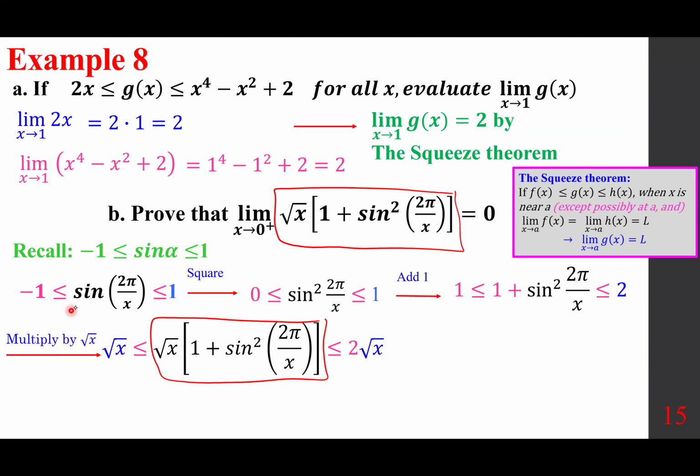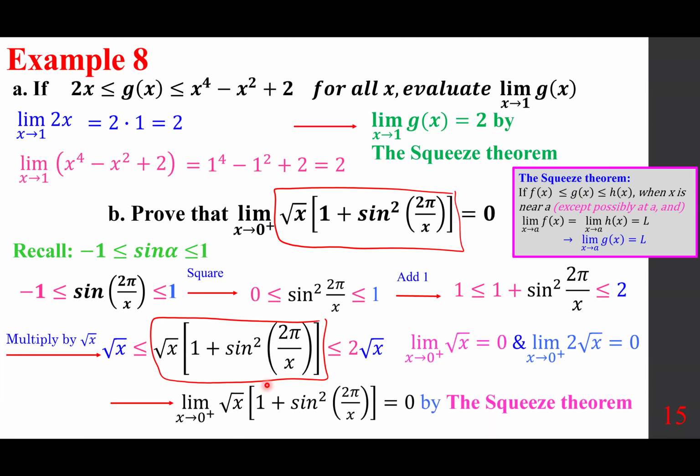So now you use the squeeze theorem. You take a limit of the left side as well as the right side. As x approaches 0 from the right, both of them become 0, obviously, right? Square root of 0 is 0, square root of 0 is 0. And if that is the case, the one in between, the limit of square root of x brackets 1 plus sine squared 2 pi over x as x approaches 0 from the right must also be 0 by the squeeze theorem.